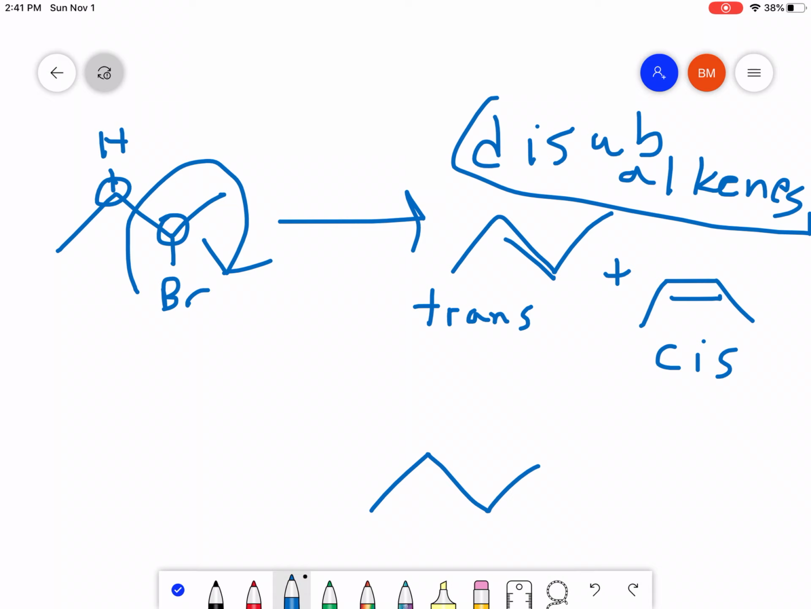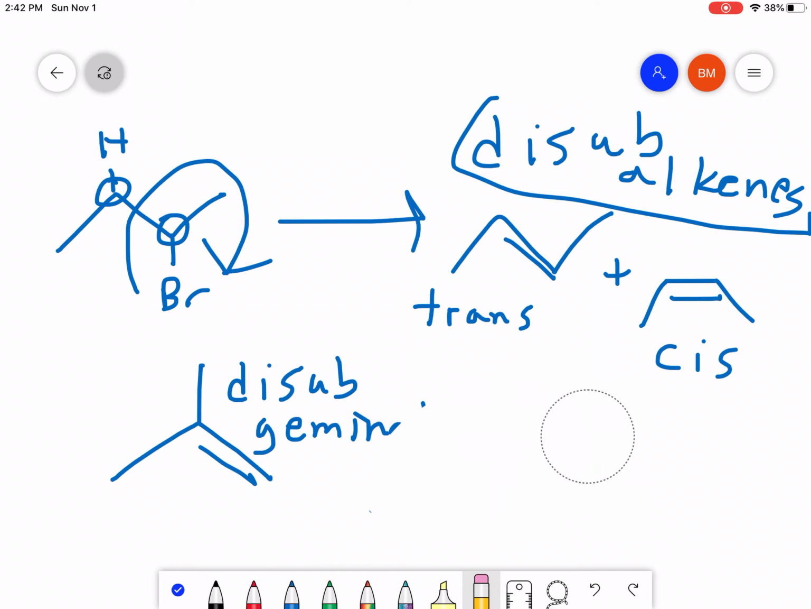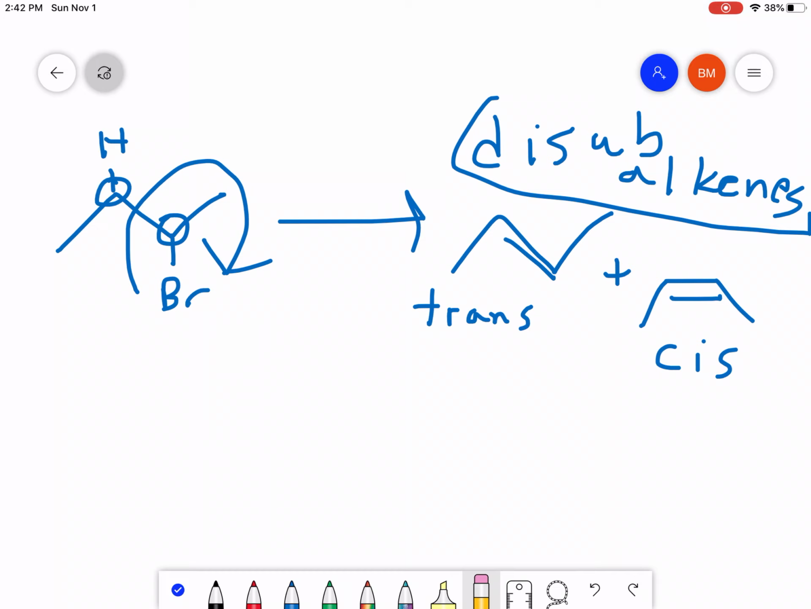If you have something like that, that's disubstituted as well, but that is called geminal, or gem. Whenever you have gem alkenes, there's not any difference in stereochemistry, so you don't have to worry about it. However, when the two substituents are on different carbons, then you do have to consider the possibility of cis and trans.